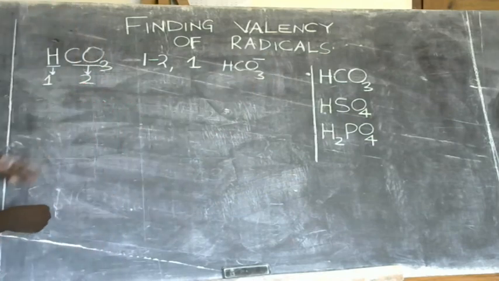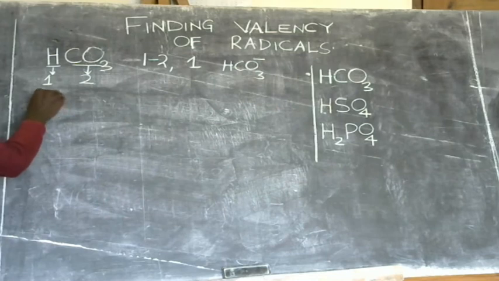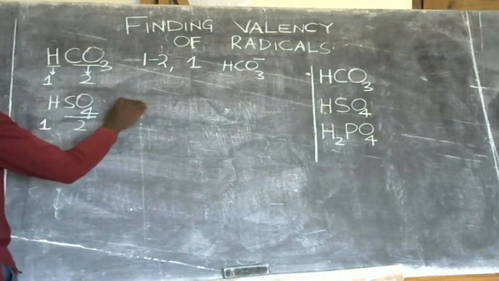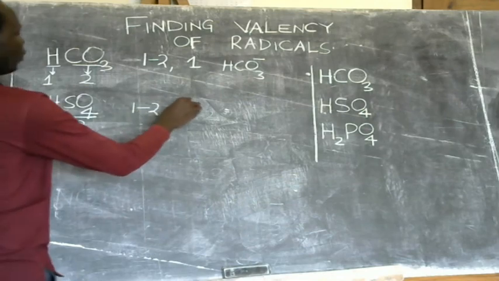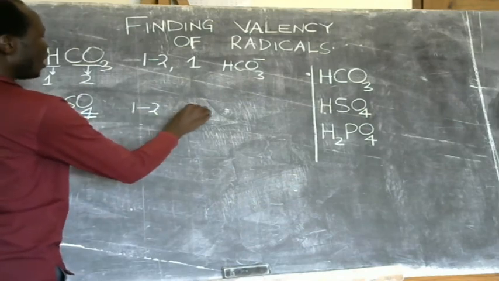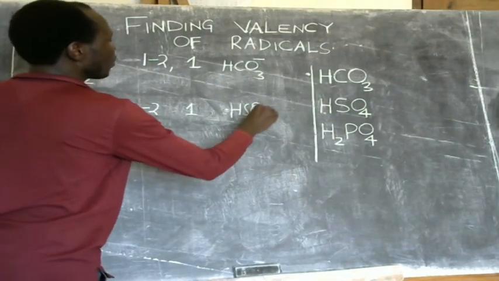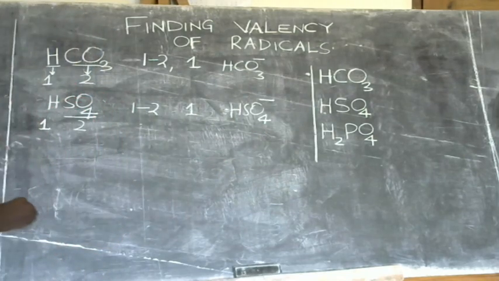That is hydrogen carbonate. Then hydrogen sulfate: this one has valency 1, and the whole of this sulfate has a valency of 2. So the valency of hydrogen sulfate will be 1 minus 2. So the valency is 1, giving hydrogen sulfate with the 1 minus.